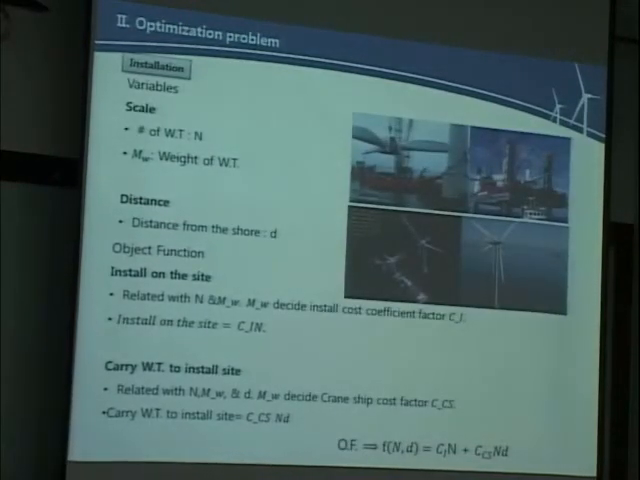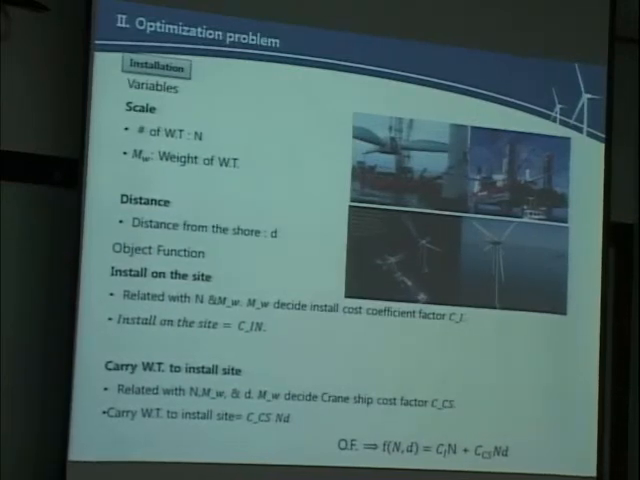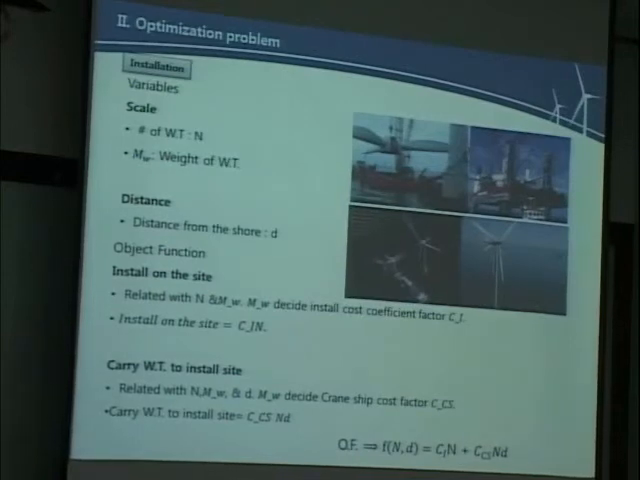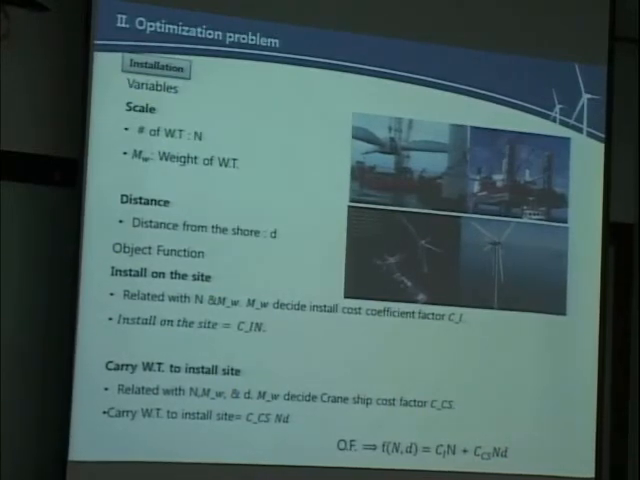And this is about inspection. Finally, we get this function. It shows the inspection cost per hectare. If you want to do an inspection, you have to use a crane or something like that. That cost is related to the number of wind turbines, and also to the distance.